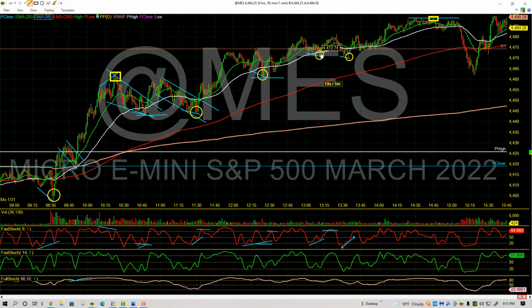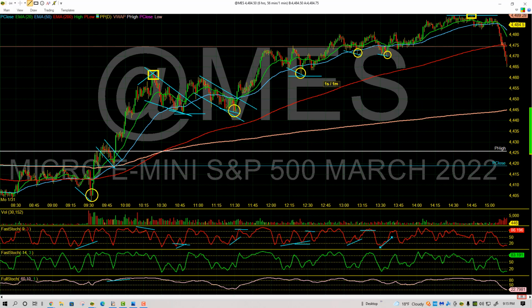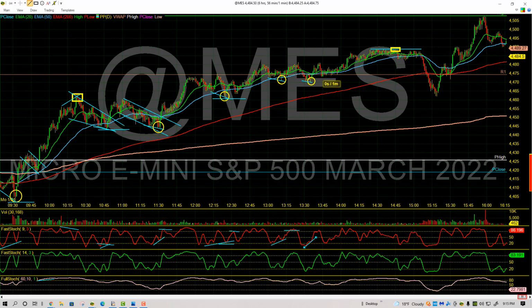Here you had another one. Big tail, took out the lows, higher low in the stochastics, moved up. You took your profits, not to worry about it. Set up again, took your profits. Overall, the whole day was just rock and roll like this all day.